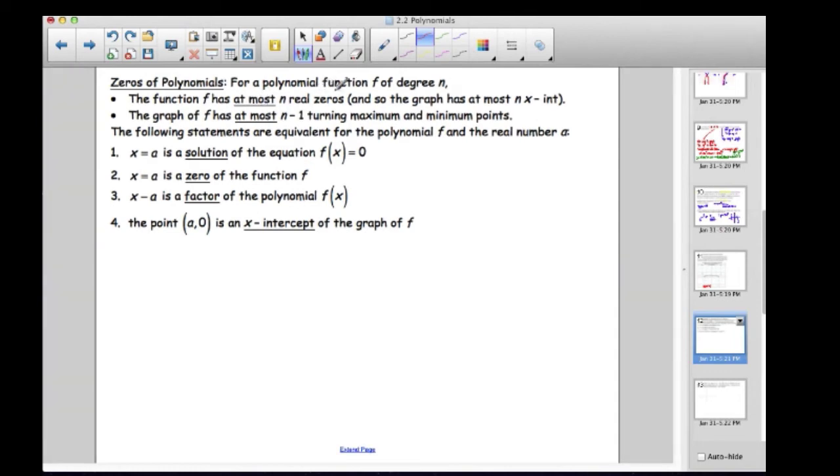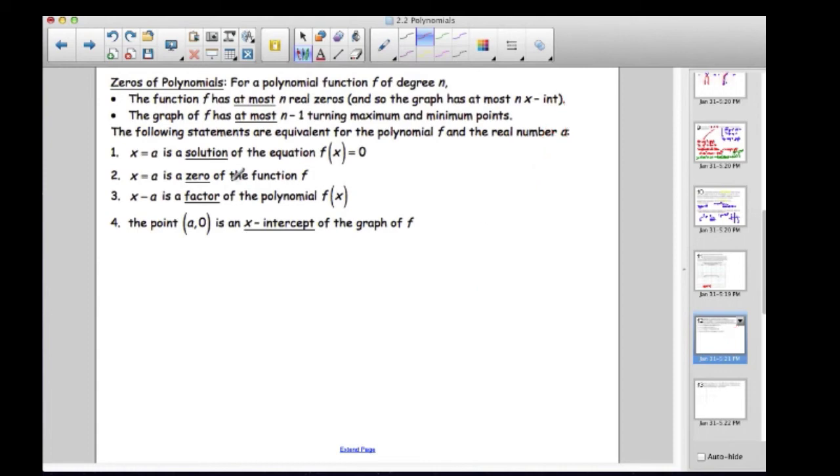For a polynomial function f of degree n, that means the highest exponent on x in the expanded polynomial is n, and n is a whole number or zero for a polynomial. Then the function has at most n real zeros, and so the graph has at most n different x-intercepts. And the graph of f has at most n minus 1 turning maximum or minimum extreme points. These would be relative extreme values because if the polynomial continues on forever, the absolute minimum is negative infinity and the absolute maximum is positive infinity for y.